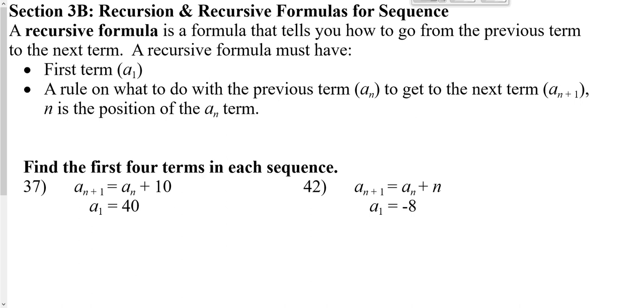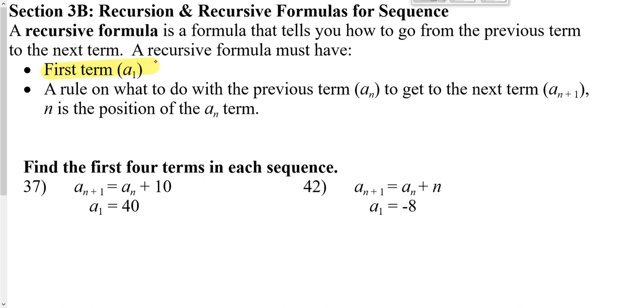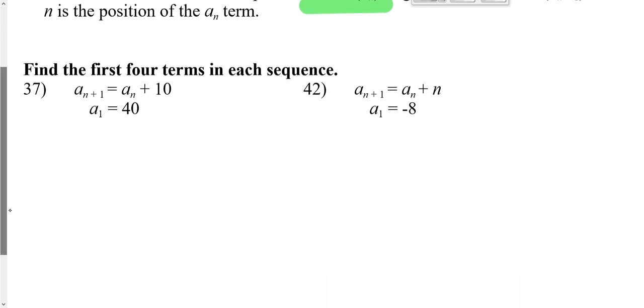Now, when we're dealing with the recursive formula, you're always told where to start, and you're always told what to do from one term to get to the next term, and that's what we're talking about here. When we're looking down below here, we are told that we're starting out at this. Then this rule says you take that previous term that you just had and always just add 10.